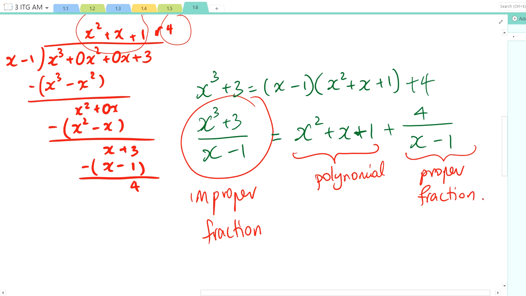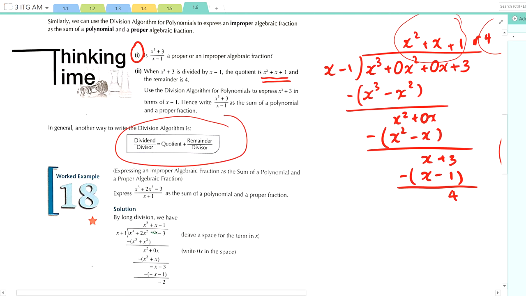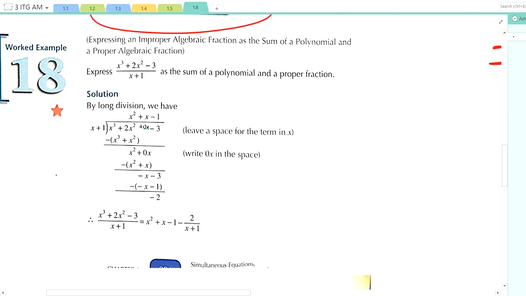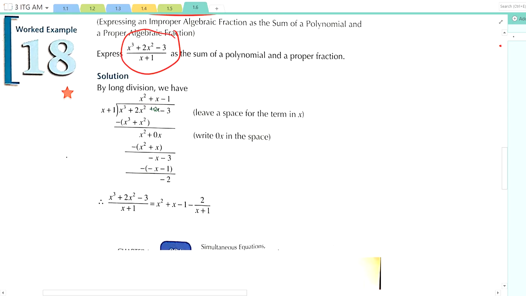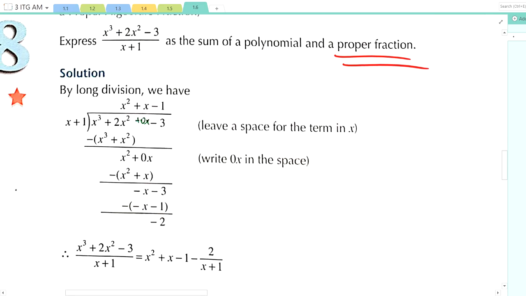Okay, so this is a skill that you must have, and that is summarized over here. This is another example from work example number 18. Express this fraction as the sum of a polynomial and a proper fraction. Right now, it is an improper fraction where the degree is 3 in the numerator, and the degree of the denominator is 1. So it's improper. Now we can use our long division.